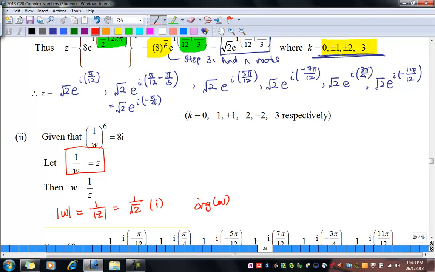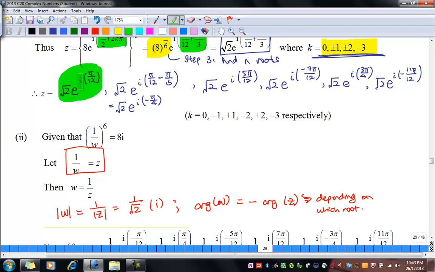Similarly, the argument of w can be found to be the negative of the argument of z. Depending on which root of z we are looking at, it is going to vary. Okay, but all I know is that it's going to be a negative. So for instance, looking at this first possible value of z, the corresponding value of w will actually be 1 over root 2 e to the power of i negative pi over 12.